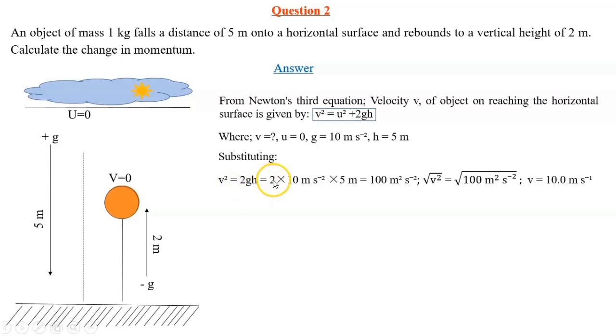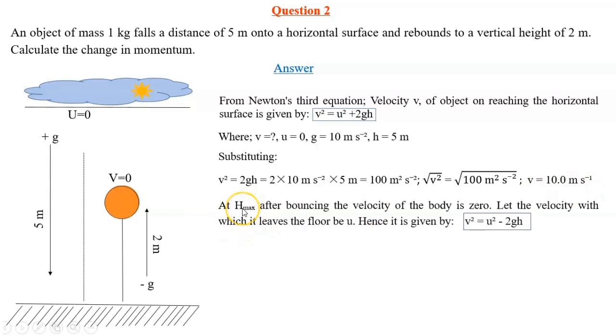Substituting into this expression, you have 2 times 10 meters per second squared times 5 meters. Multiplying all of this, 10 times 2 is 20, then times 5, you have 100 meters squared per second squared. Since we are interested in finding the final velocity, you take the square root of both sides. The square root of v squared, then the square root of 100, so v is equal to 10.0 meters per second.